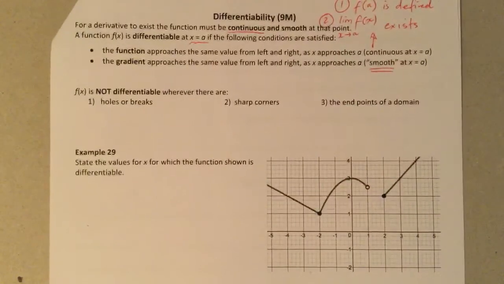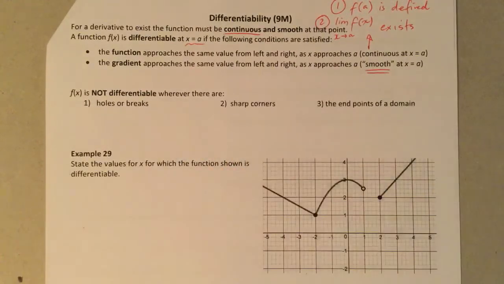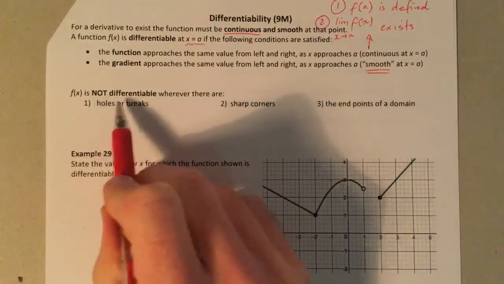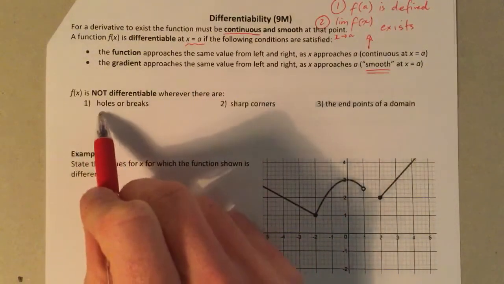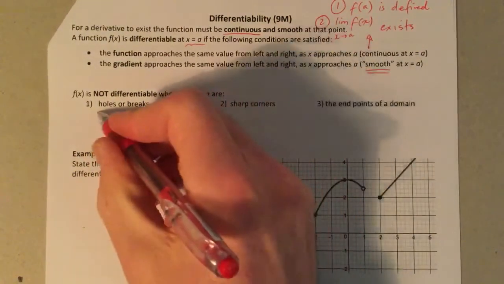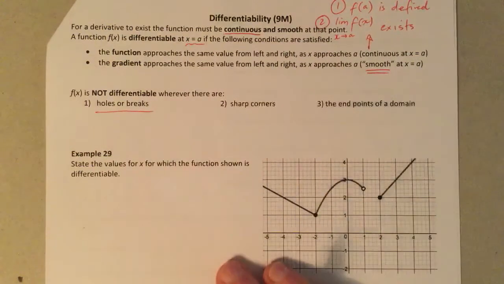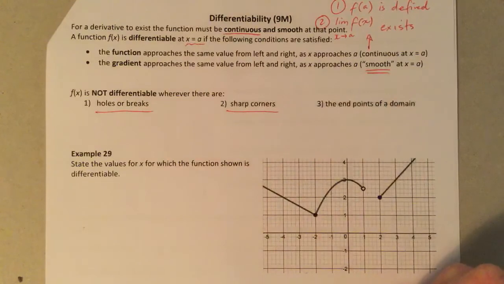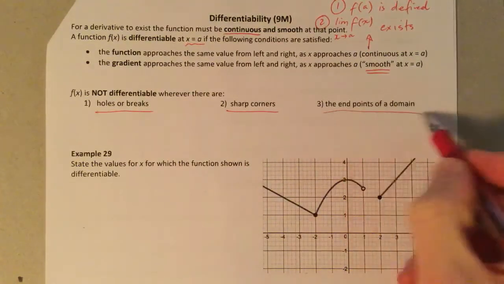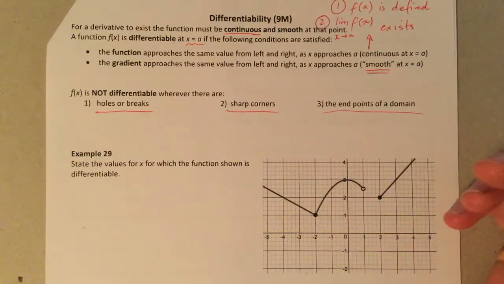Like with continuity, sometimes it's good to know where a function is not differentiable, because that can help you identify where it is differentiable. So anytime we have holes or breaks, just gaps in the graph, then it's not differentiable, we can't work out the gradient. Any sharp corners, we can't work out the gradient. And the endpoints of a domain, any endpoints, you actually can't work out the gradient. We say it's not differentiable.